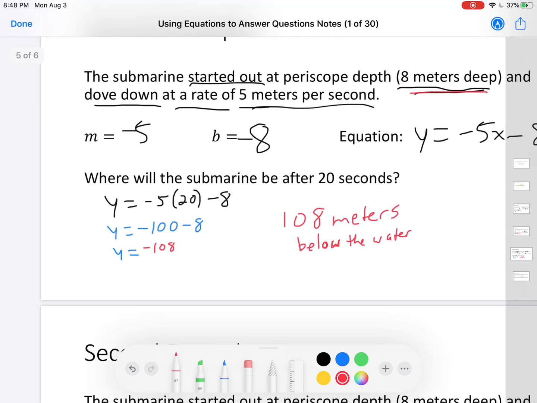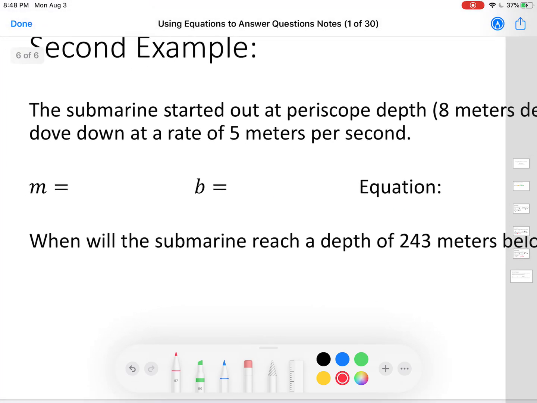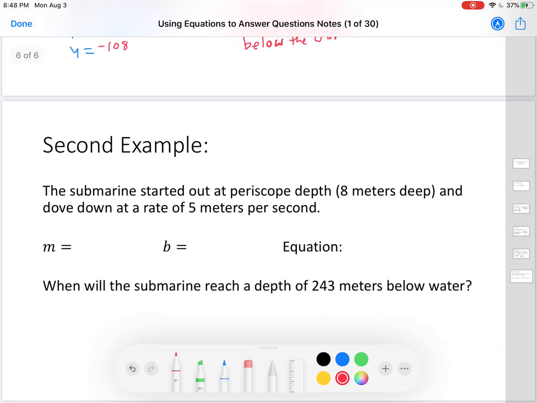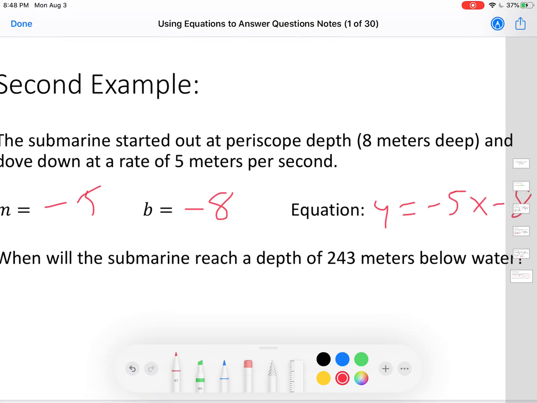So there's the first example. Now that's the beginning of the second example. Sorry. Same situation, same submarine. Started out at a periscope depth of 8 meters deep, so that's -8. Dove down at a rate of 5 meters per second, so that's -5. Equation: y equals -5x minus 8. Now, when will the submarine reach a depth of 243 meters?